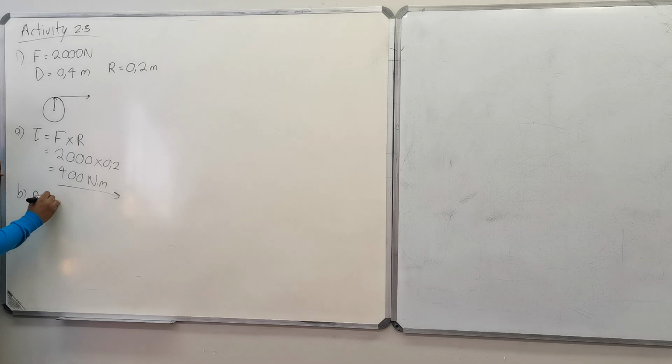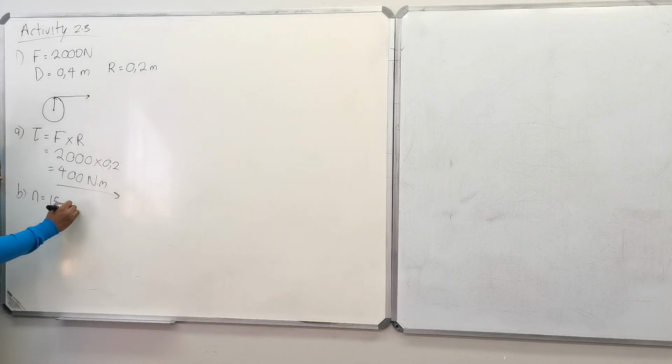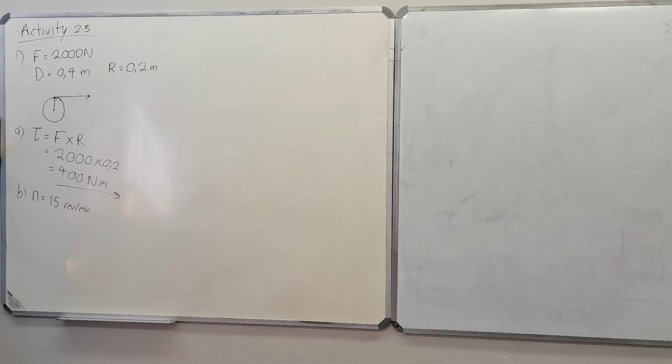Okay. B. Then they ask you to calculate the power if the drum rotates at 15 revolutions per minute. So they gave you 15 revolutions per minute. What's our power formula? 2 pi n torque: 2 pi times rotational frequency times torque. Here you have to convert it to revs per second.